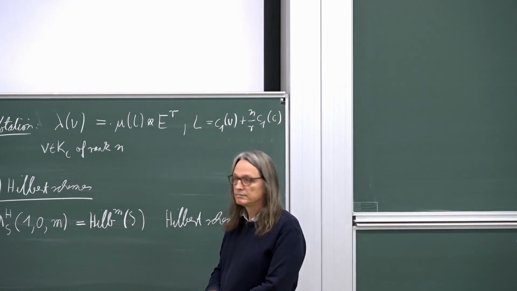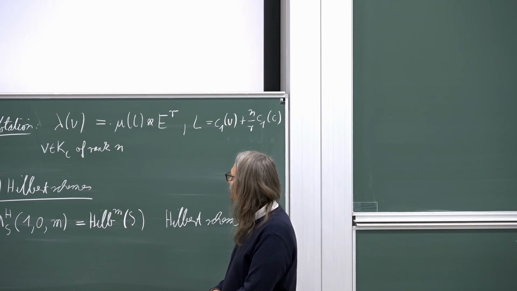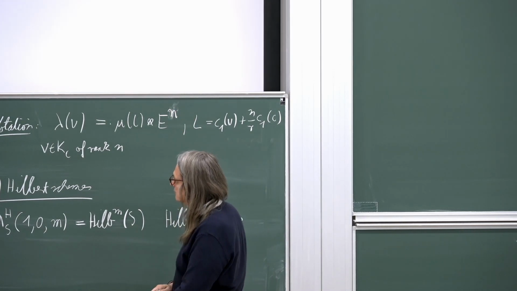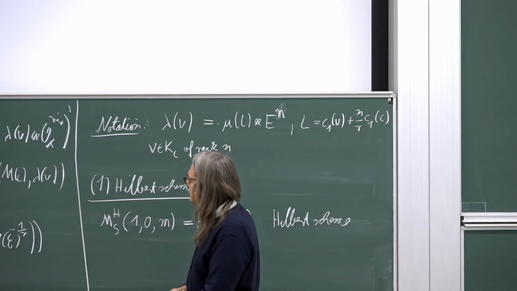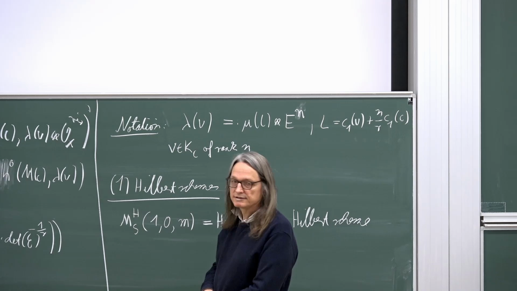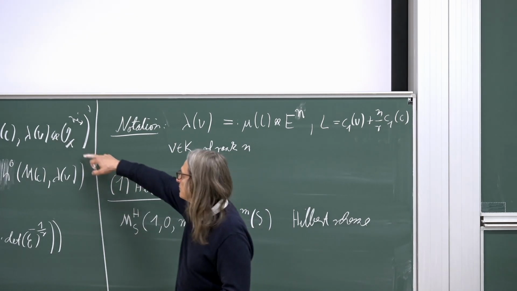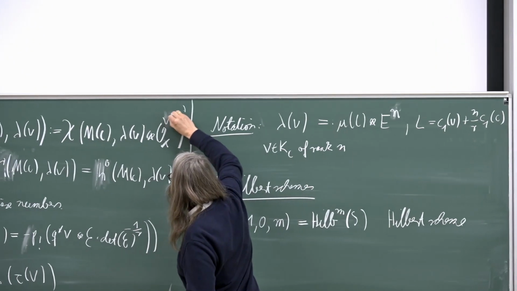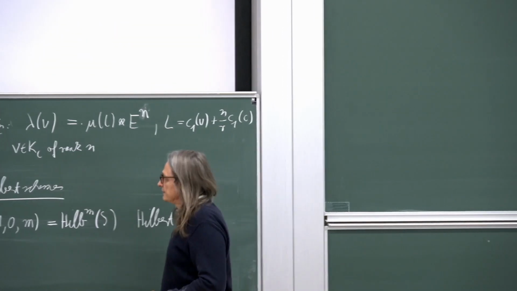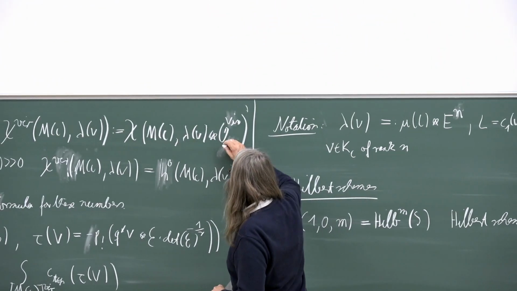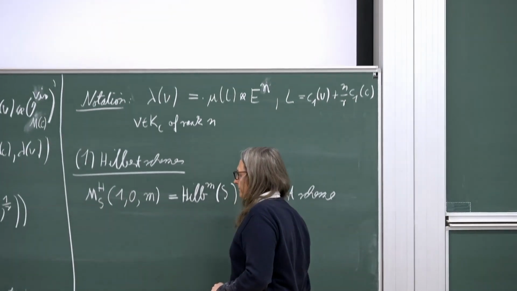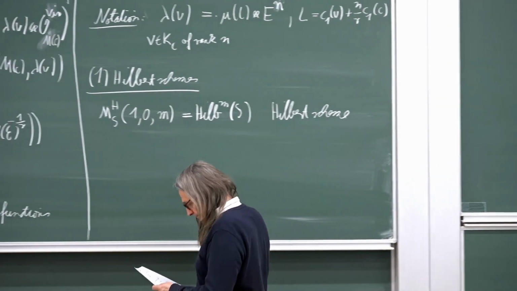What? Where? Lambda V tensor OX, where? OX upper where? DIR, the virtual. Oh, but it's not OX, obviously, it's OMC. That's why you can't do it, because it's wrong.